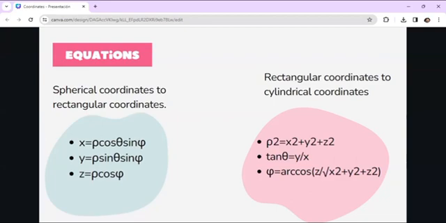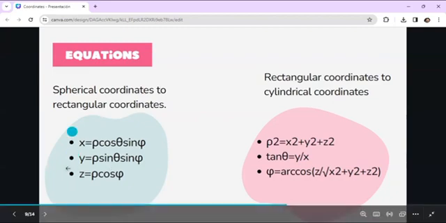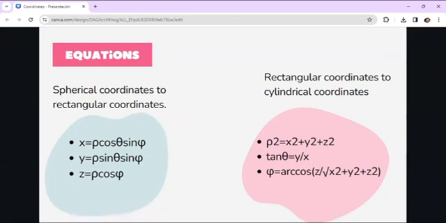To convert a spherical coordinate to a rectangular coordinate, we use these equations. The first equation says x is equal to rho cosine of theta and sine of phi. The next is y equal to rho sine of theta, sine of phi. And the last one is z equal to rho cosine of phi.